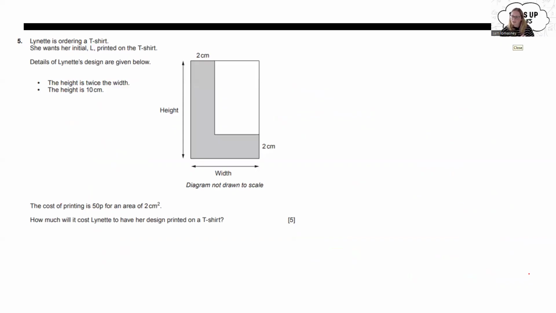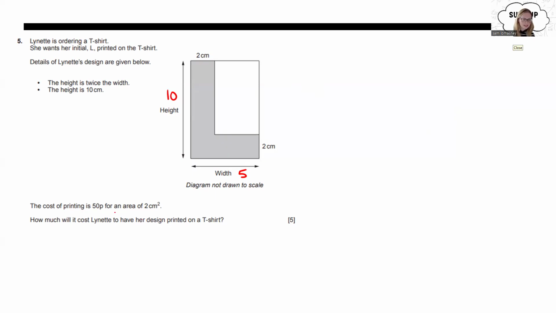Next one, pause it if you need to. We've got Lynette ordering a t-shirt. She has the initial L printed on her t-shirt. Details of Lynette's design are given below. The height is twice the width. The height is 10, so straight away I'm going to write 10 down. Don't even second guess it, just write that information down there. And the height is twice the width, so the width has to be half of that, because 5 times 2 gives us 10.